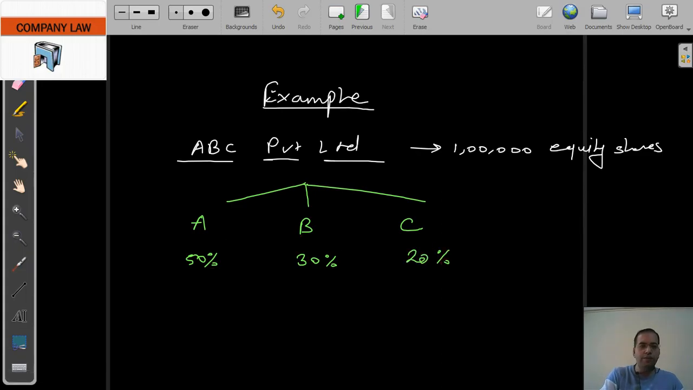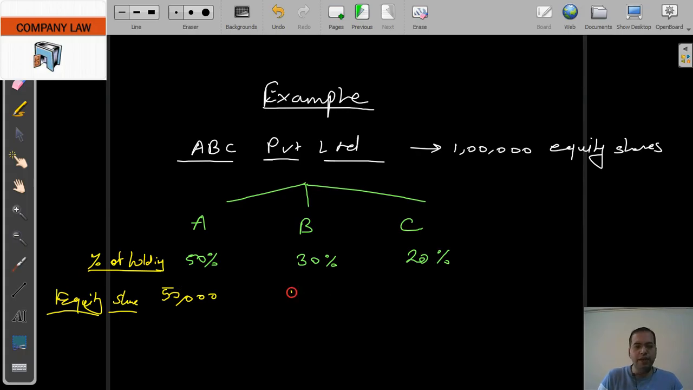Now how will the shares be divided among them? 50% means 50,000 equity shares. So if I say equity shares, over here I can give, and this is my percentage of holding. Then here 30,000 equity shares, and here 20,000 equity shares. What is meant by distinctive numbers?